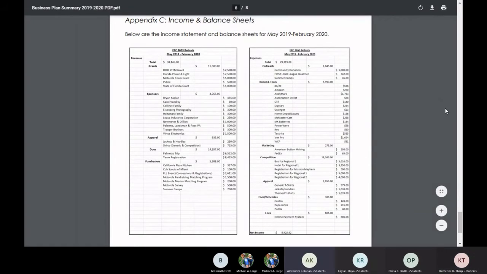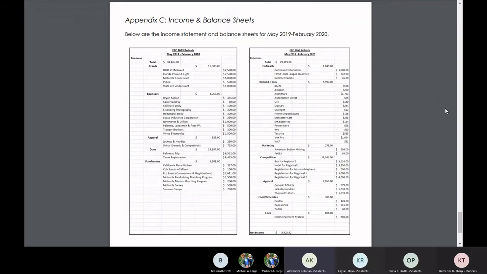So here's our business plan summary. On the left side is all of our revenue, majorly coming from grants, sponsorships, and then selling our own apparel and merch, such as jackets and hoodies. On the right side, you can see our expenses. Most of the expenses go towards robots and tools, our outreach events, competition fees, and paying for the apparel that we then later sell.